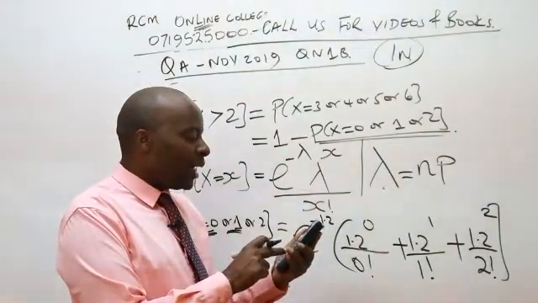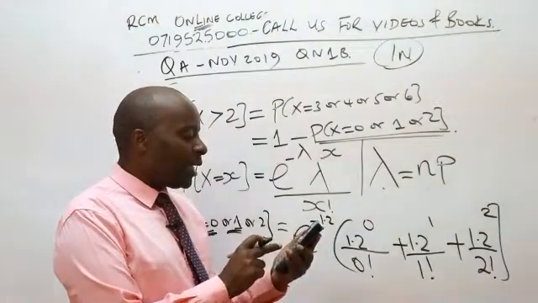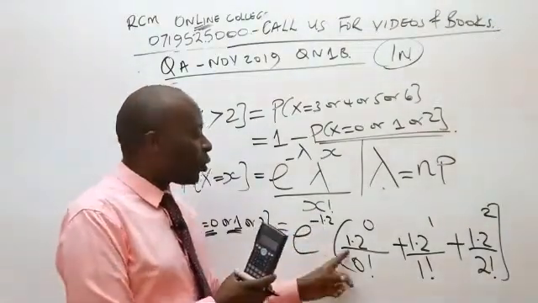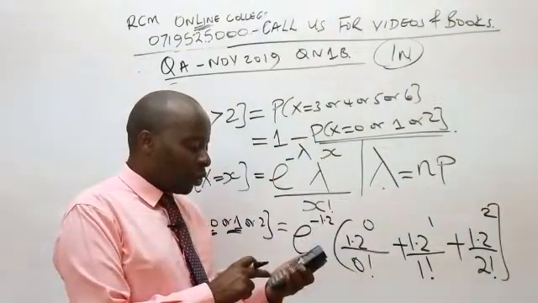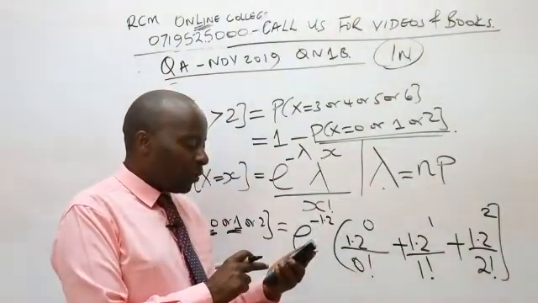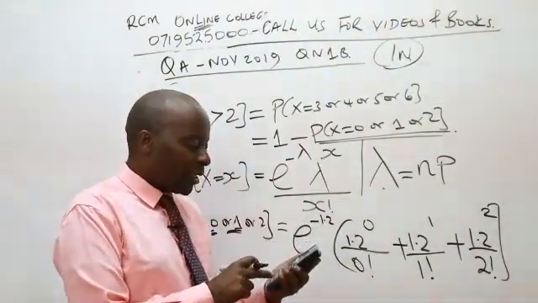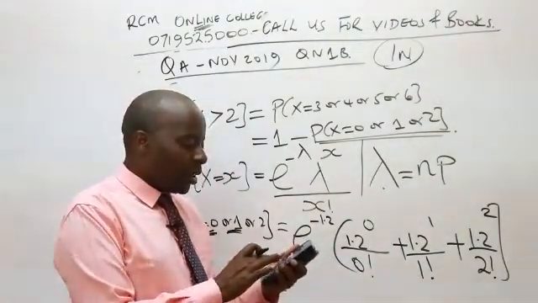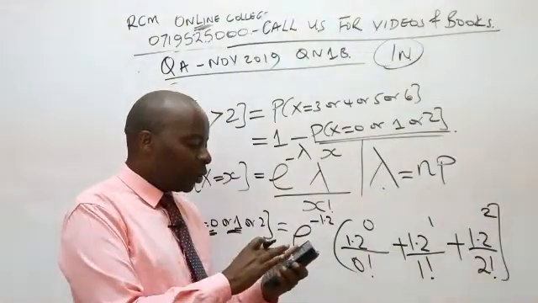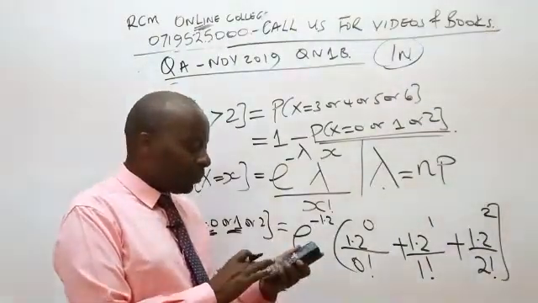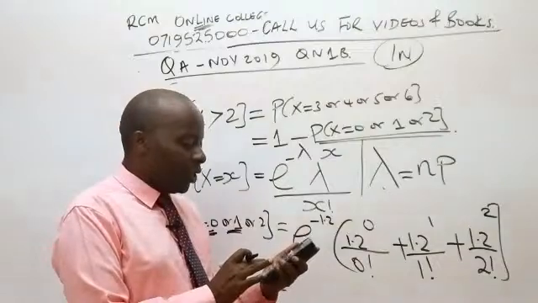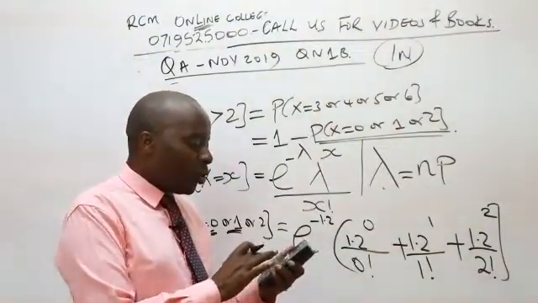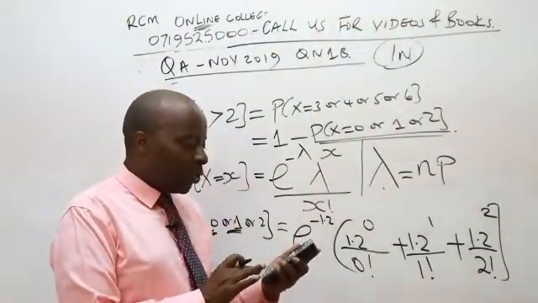I have to go back a little bit. This is supposed to be 1.2 raised to 0, all over 0 factorial. Plus we have 1.2 raised to 1 divided by 1 factorial, plus 1.2 squared divided by 2 factorial. Close brackets, you say equals.